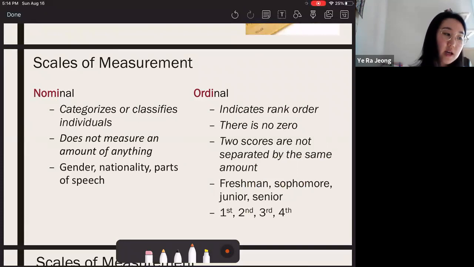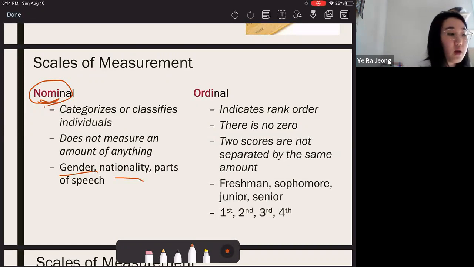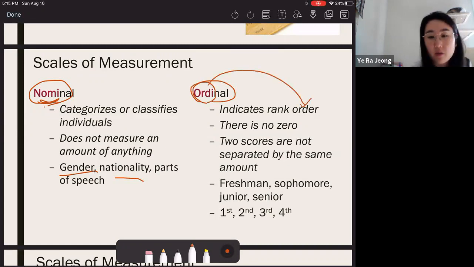The simplest type of scale of measurement is nominal. The nominal here, NAMI, represents the name. So it's categories or classifications of individuals. It's not an amount. There's no quantity. So things like gender or nationality, hair color, those are categories. Those are just labels of the categories, and that's a nominal variable. Ordinal variable has ordi in the word, and it has an order. It has a rank order. But there is no 0.